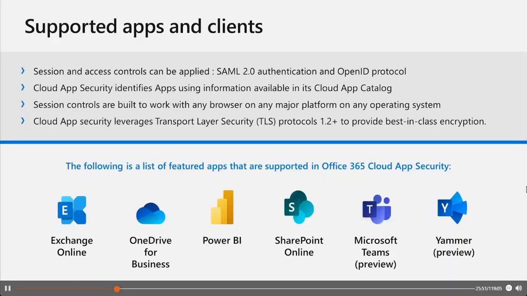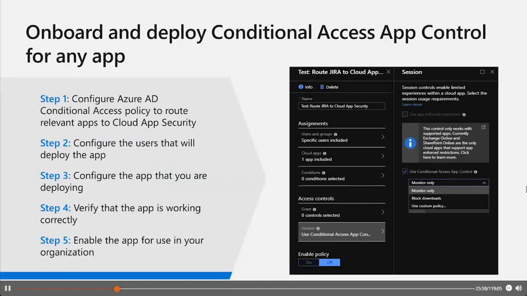So in these applications, in these specific apps, we have a lot more controls than in others. Now that we know the featured applications, we take a look into the deployment of Conditional Access App Control for exactly these featured apps. And we can use a simple 4-step method to do that.